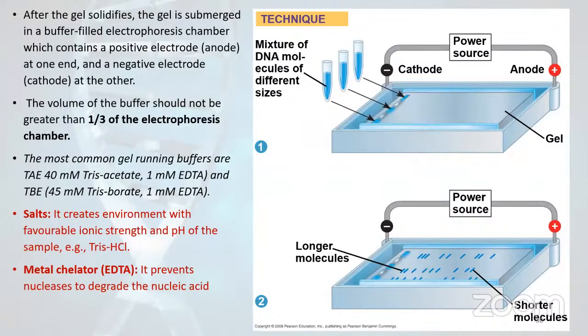So if you are using a TAE buffer in a gel electrophoresis, running it for 40 minutes will be enough. With TBE buffer as well, 40 minutes of running will be enough. It depends on whatever electrophoresis apparatus we use, okay? So the most common gel running buffers are TAE and TBE, as I have said. In TAE, the amount of Tris acetate present is 40 millimolar and 1 millimolar EDTA. But in TBE, the amount of Tris borate present is 45 millimolar. So there's a slight difference, but the same amount of EDTA is present.